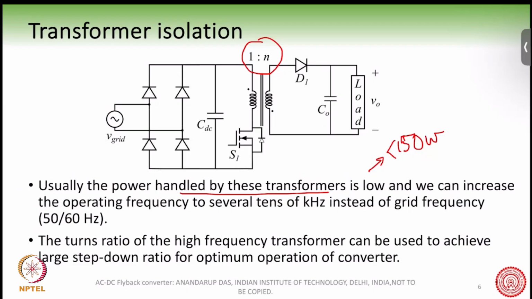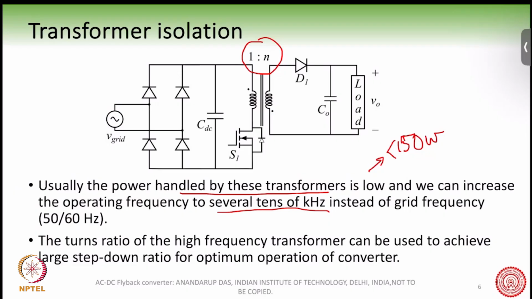Since the power is low, the transformer here can operate at several tens of kilohertz, instead of the grid frequency. So far, in many of your older courses, you have studied a transformer being used at 50 hertz or 60 hertz, that is the grid frequency. Here, we are operating the transformer at several tens of kilohertz. It is very common to have these flyback transformers in excess of 50 kilohertz, like 100 kilohertz. So this is one of the important changes that we will see.